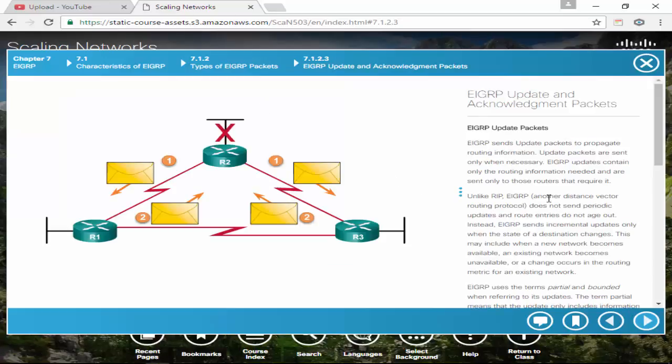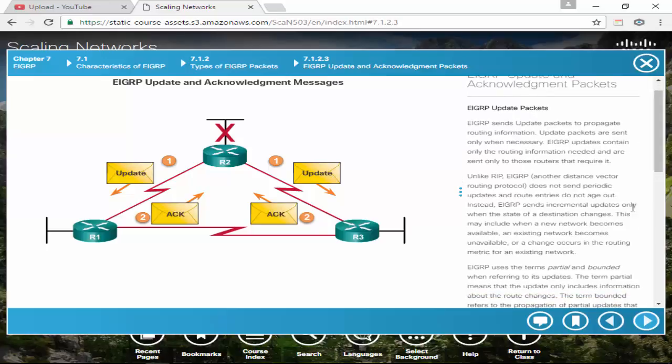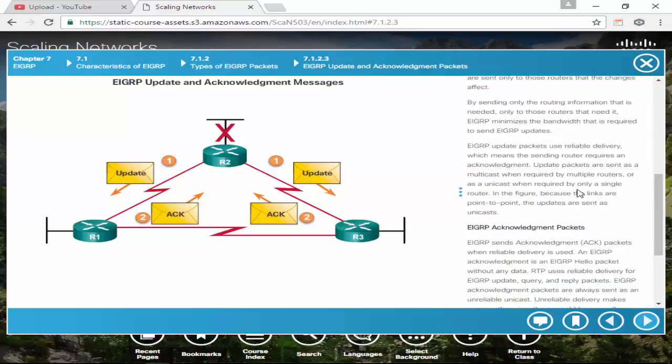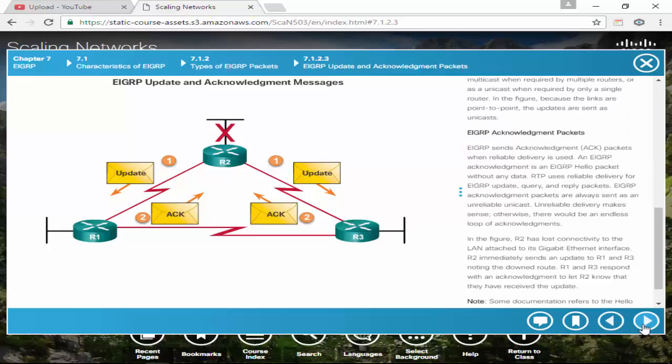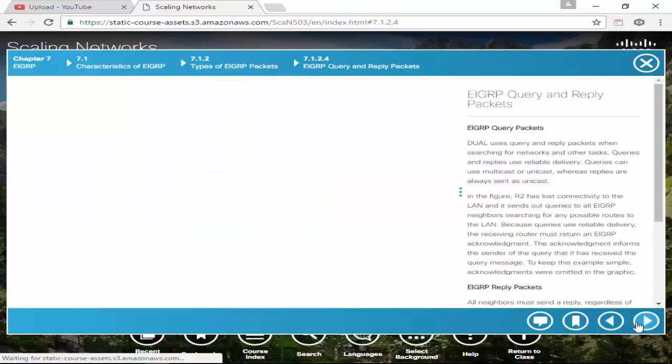So here we go. It's showing us how our updates and acks, acknowledgments, work. EIGRP sends an update. It's multicast, so it hits all routers, and then they send back. These routers acknowledge that they have received the update, and everybody's happy.